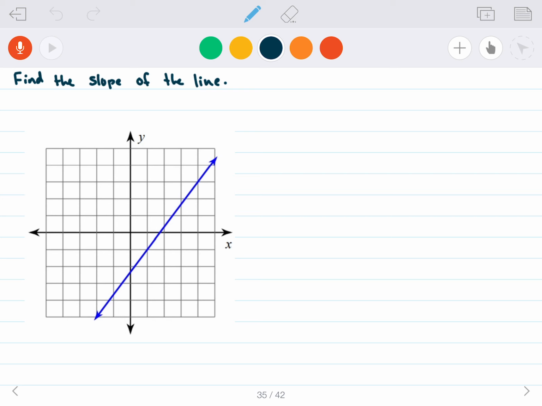Alright, again, you want to pick out some nice points that intersect the corners of the boxes. I like that point. And I like this point. Those are corners of boxes. So if I start at this one and go up, I go up 1, 2, 3, 4. Okay, so I went up 4, +4. And then I'm going to go to the right, 1, 2, 3, +3. So my slope, my rise over run, is +4 over +3, which is just 4 over 3.